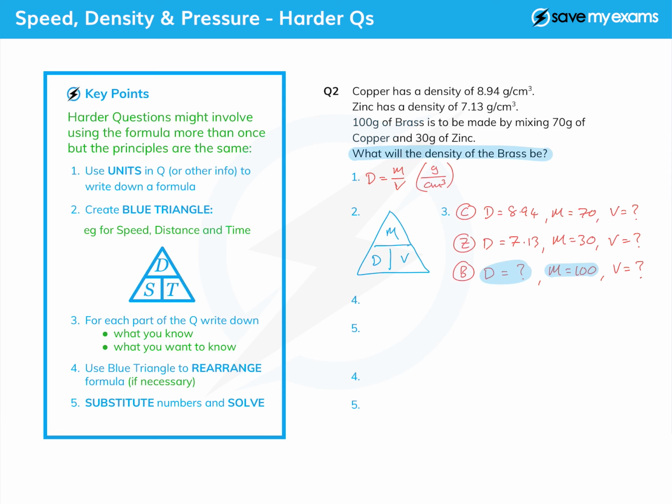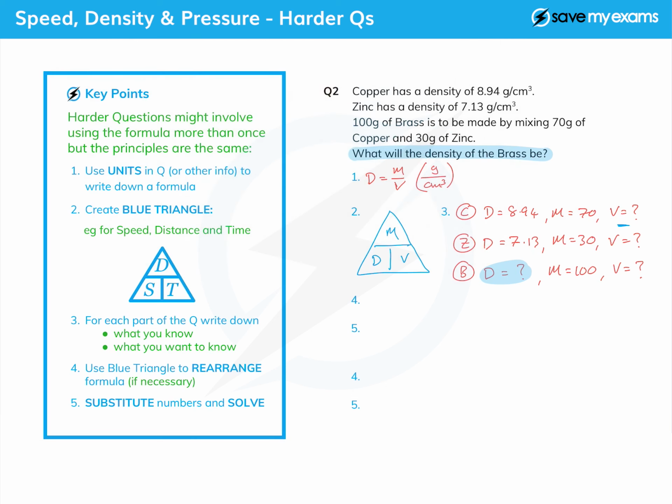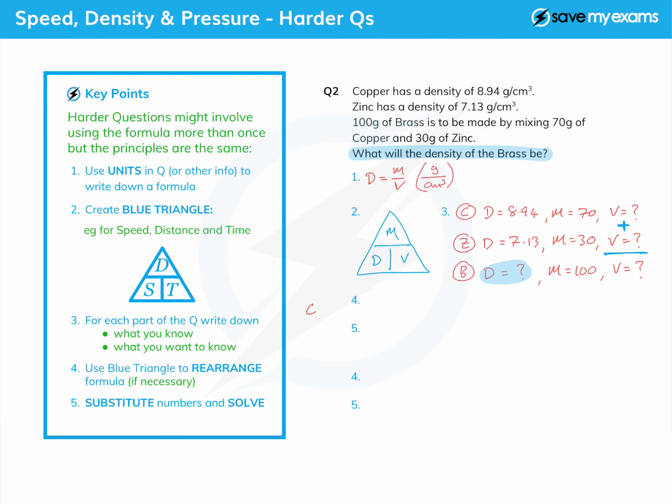Okay, and in order to find the volume of the brass, well, what are we going to do? We're going to find the other two volumes and add them together. So let's work with copper and zinc to start with. We need to find the volumes of those, so let's use our triangle. Volume is mass over density. So let's write that down straight from my blue triangle. Volume is mass over density.